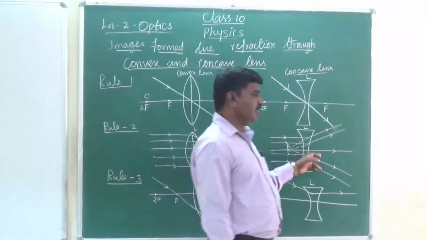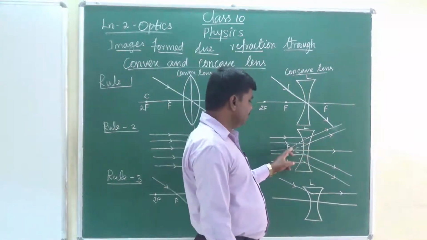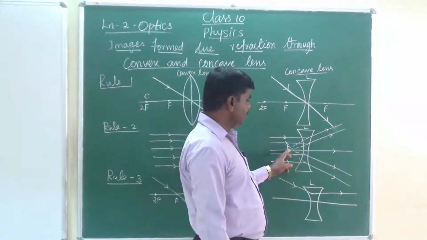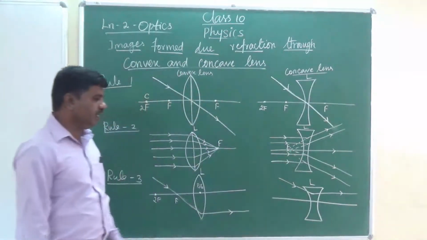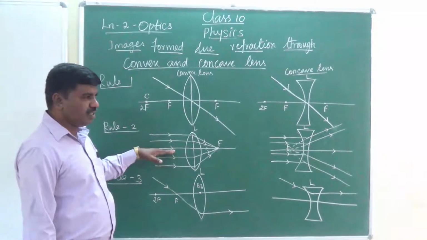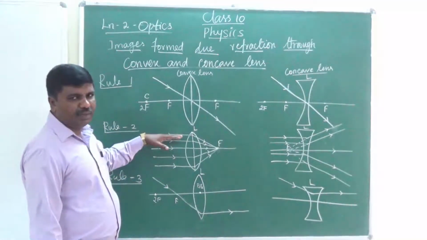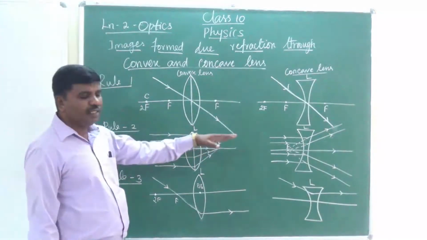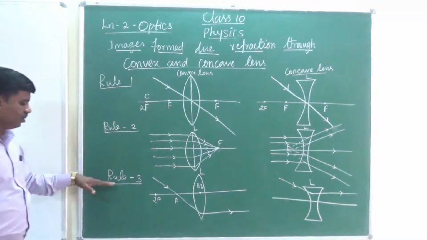Here it is diverging. All the rays are diverging, and in the same way on the opposite side they are converging. So that is nothing but, what is that? The focal point of the concave lens. So what is the concept? All the rays parallel to the optic axis converge in the convex lens, and in the concave lens they diverge.